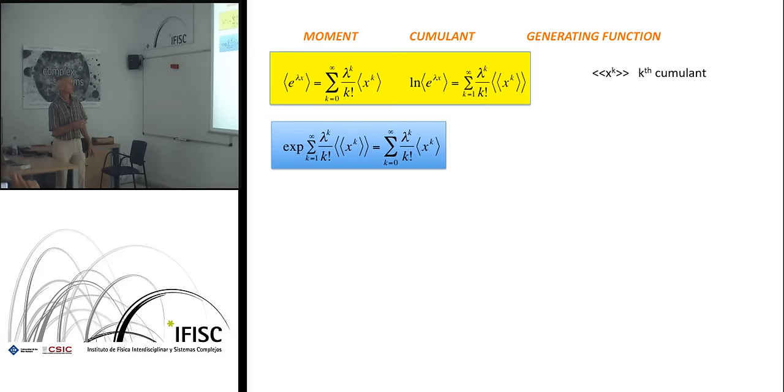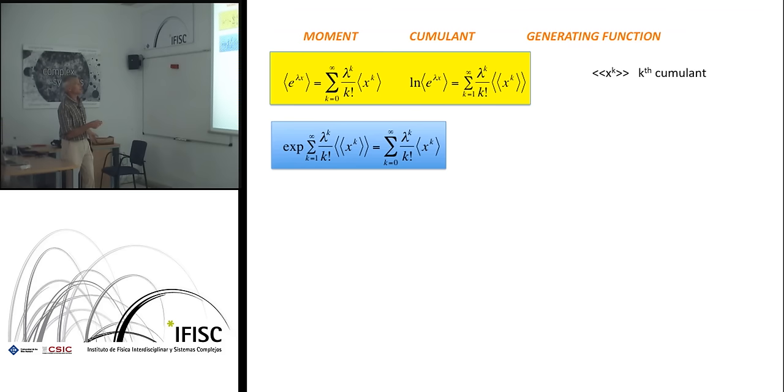Let's take the logarithm of this quantity. It's also a function of lambda. For lambda equals 0, the exponent of 0 is 1, so the log of 1 is 0, so it starts at 0. But OK, I can try to expand it for small lambda. And so I will have an expansion which now starts with the linear term, because the constant term is 0, as I just showed. So I have an expansion of this kind.